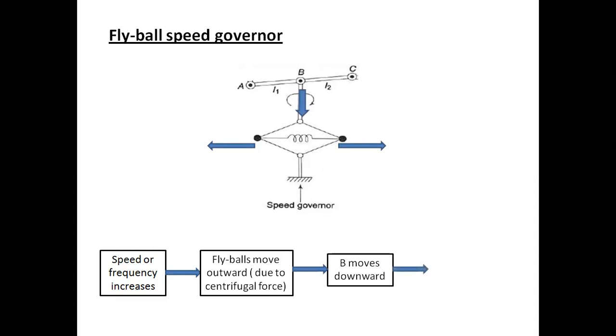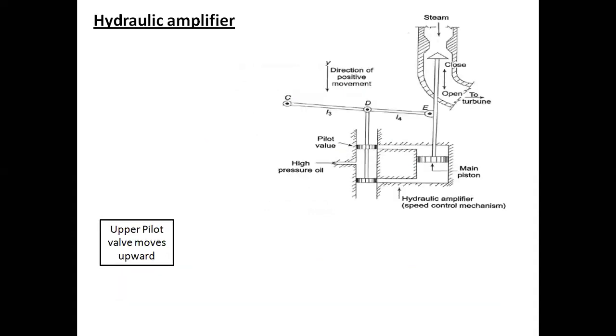When B moves downward and point A is taken as fixed, at that time C will move in the downward direction like this. Okay, clear? The next part is the hydraulic amplifier.